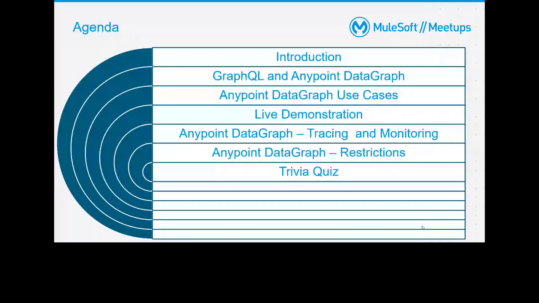So, the agenda for today's meetup: we are already done with the introduction part. The next thing we will see is what is GraphQL and what is Anypoint Data Graph. Then we will see some use cases. We are going to see three use cases where we can make use of Anypoint Data Graph, mostly a banking use case, an open banking use case. Then there will be a live demonstration. Also we can see some operational capabilities of Anypoint Data Graph, like how we can enable and see the tracing and monitoring, and what the restrictions with Anypoint Data Graph are. Finally there will be Q&A.